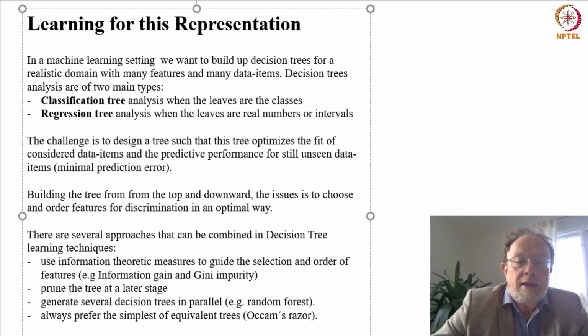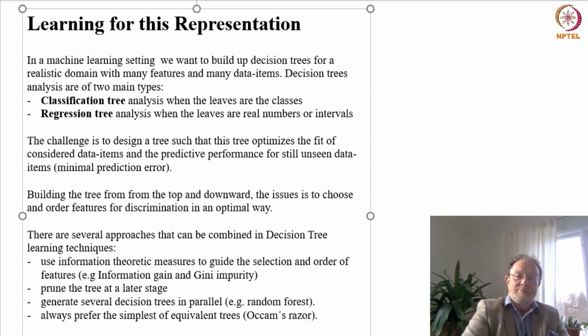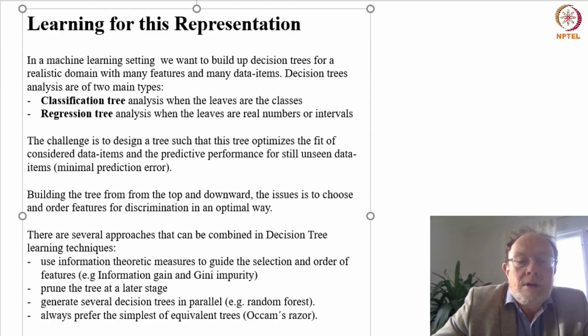And it's not trivial because we may have many features to look at. It's not crystal clear for most domains which is the most important or discriminatory feature to use first. Because of course the idea is to start building the tree using the features that best discriminate among the data.